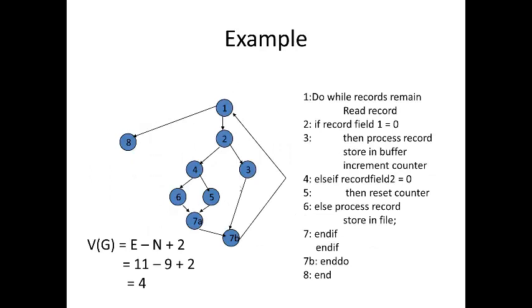So here we take the code over on the right, we translate it into the program flow graph on the left, and then we can count up the edges. There are 11 of them here, and there are 9 nodes in this graph. So the cyclomatic complexity of it is 11 minus 9 plus 2, which is equal to 4.